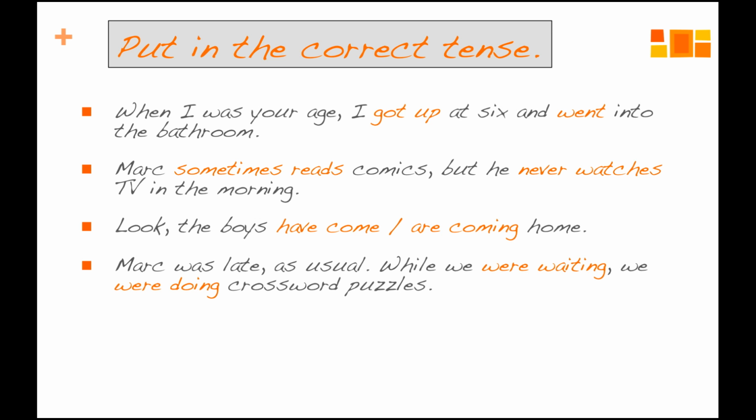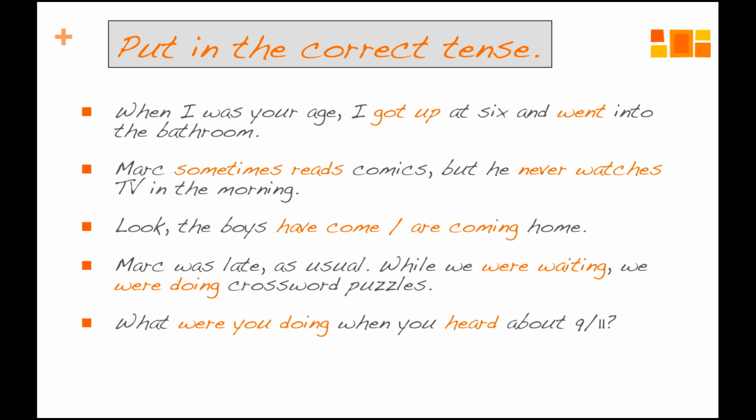Mark was late as usual, so we're already in the past tense. While we were waiting, we were doing crossword puzzles. While is a signal word. It signals an ing form. In this case, a past progressive. You've got those two actions, waiting and doing crossword puzzles. And those two actions were going on at the same time, and it's parallel. So we've got the past progressive in both gaps here. While we were waiting, we were doing crossword puzzles. A clear case for the past progressive.